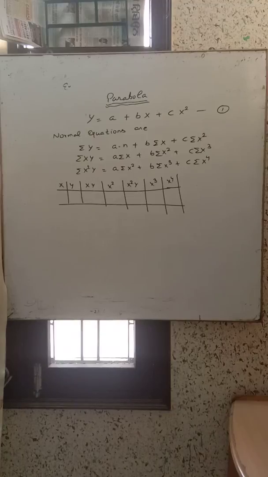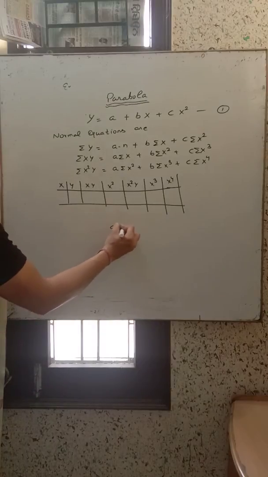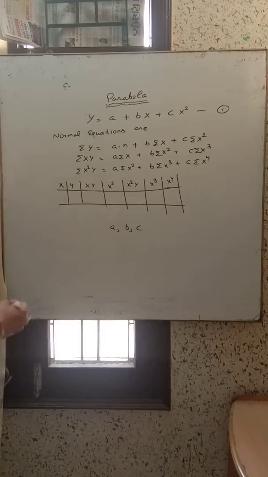We can solve these equations by using, say, the elimination method, Cramer's rule, the matrix inverse method, the Gauss-Seidel method or the Gauss elimination method. Means we can apply any method to solve those three equations. On solving the three equations, we will get the values of a, b and c, and those a, b and c are substituted in equation number 1. We will get the required second degree parabola or second degree curve.